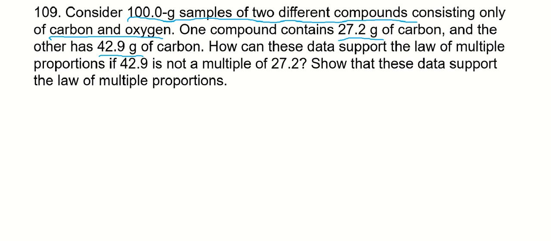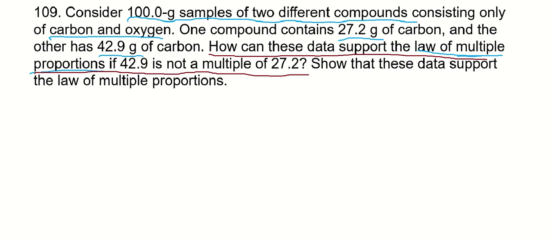John Dalton, however, didn't know this at the time, but he did observe this phenomenon, called the law of multiple proportions. What's the second part here saying? How can these data support the law of multiple proportions if 42.9 is not a multiple of 27.2?